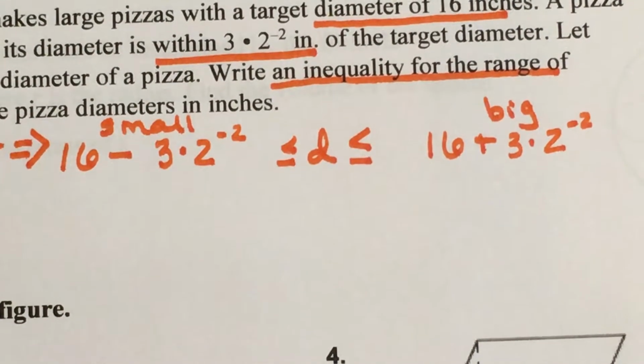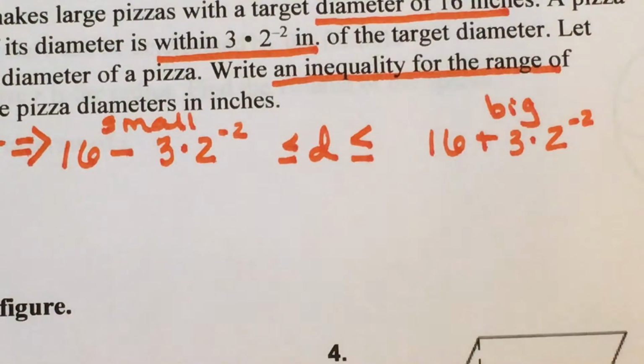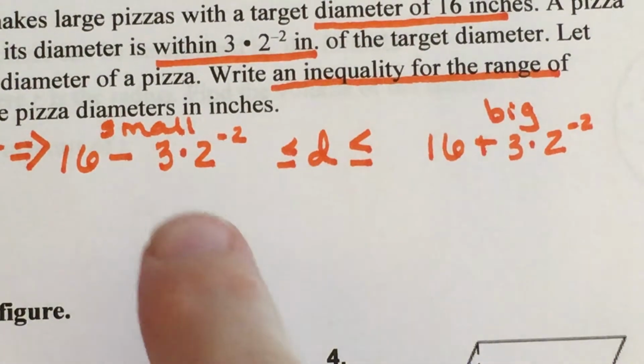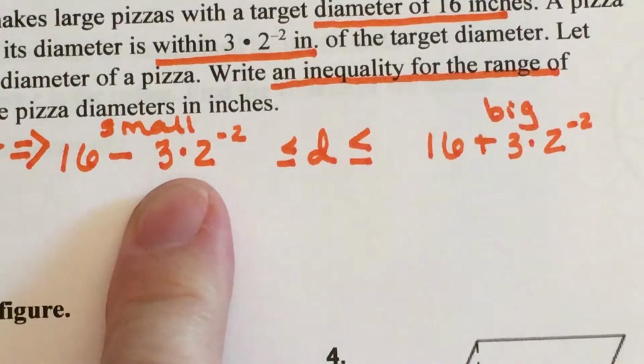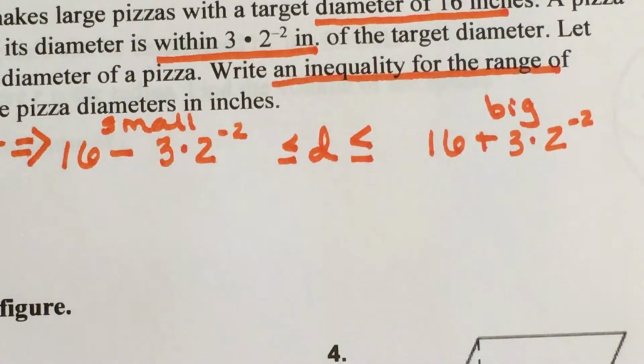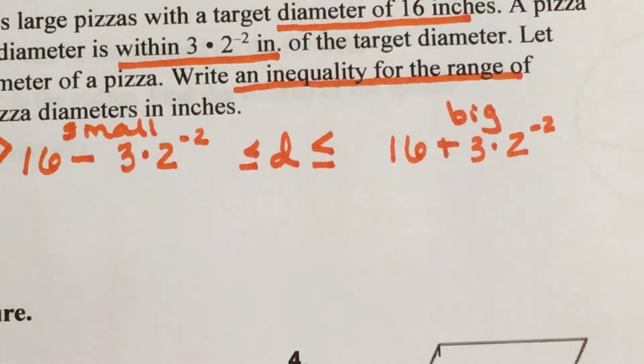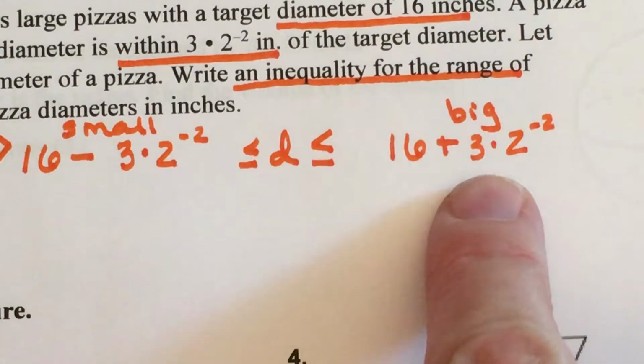So in your calculator, we can determine what this 3 times 2 to the negative 2 means. We can determine it by hand. So let's look at it real quick. Let's find out what we're actually subtracting and adding to our 16s.